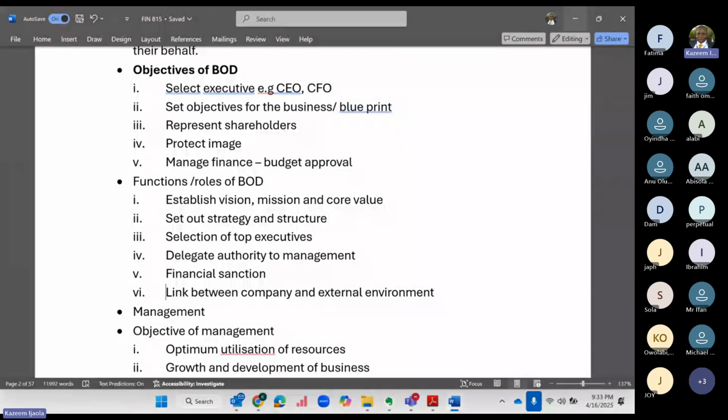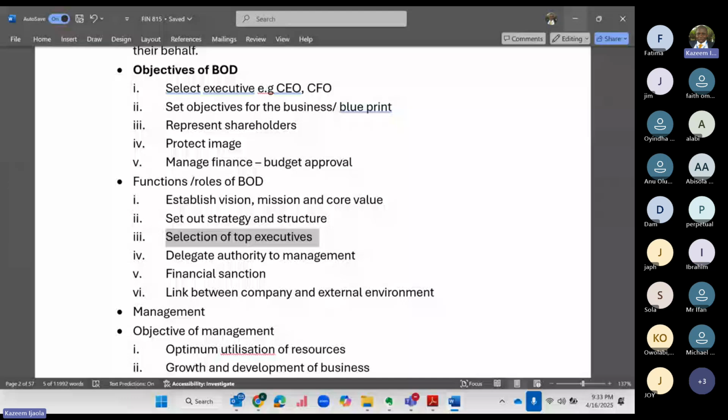That's number one. Number two is that they set out strategies and structure for the business. It is the director that sets out the strategies and culture and structure for the business. Then they also select top executives, like I have explained. Directors are the ones that appoint CEO, CFO, all those top executives.